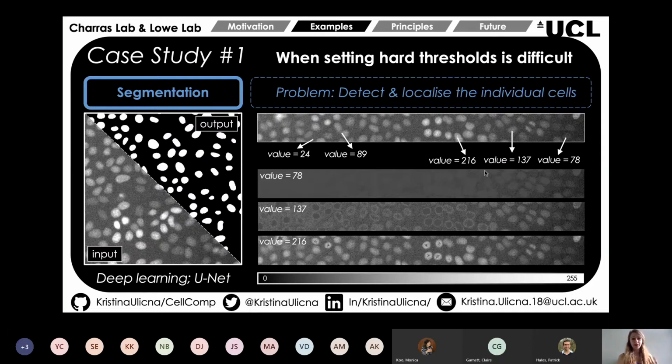So here I drew 3 problems, or let's say case studies, that we try to answer using deep learning in the lab. The first one is that sometimes we use deep learning when setting hard thresholds or cutoffs is very difficult. So what do I mean by that? Here on your left-hand side, I show you again my fluorescence input image.